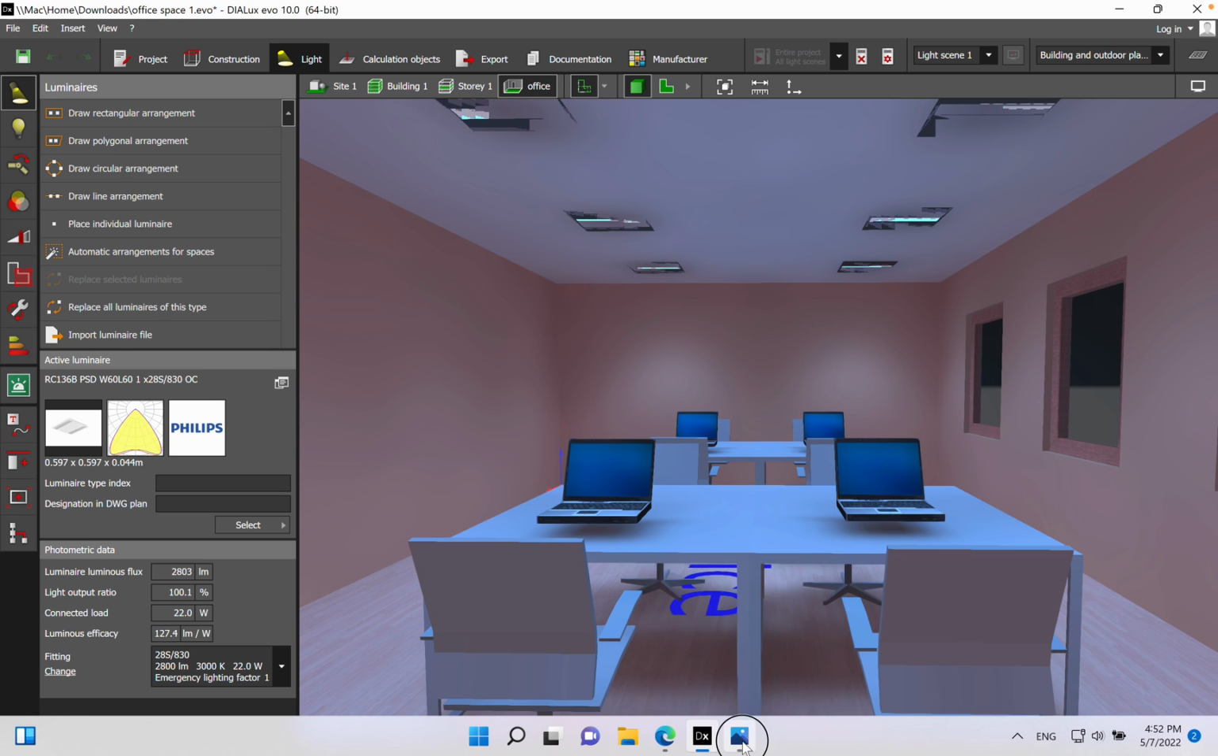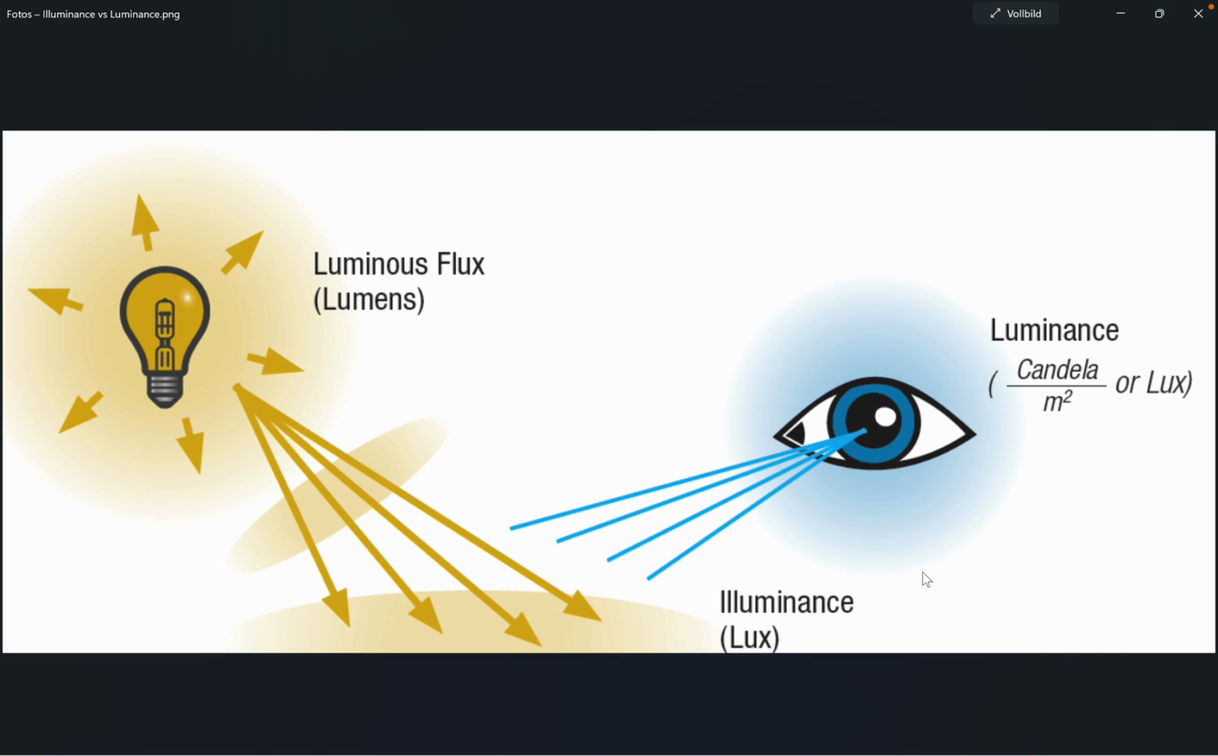So I will start with the following image to have a better understanding. So we have the two parameters, the luminance, illuminance, and of course we have the light source, which is providing the luminous flux or lumens. And then let's start with what it means, illuminance.